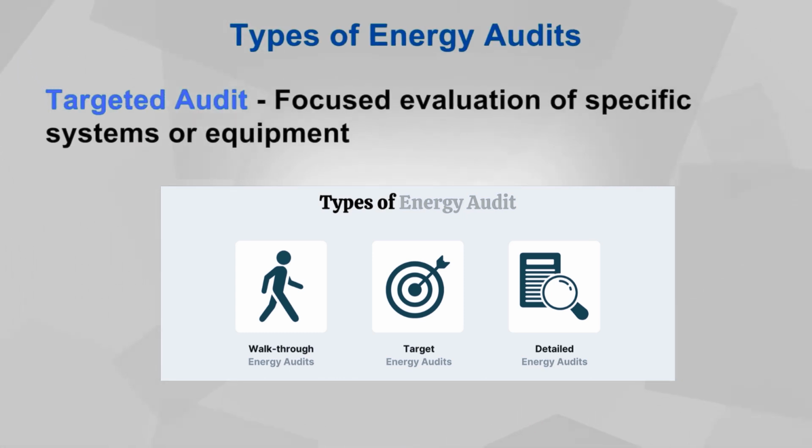Second is targeted energy audits. Targeted energy audits focus on specific systems or areas within a facility such as lighting, HVAC systems or boilers. This type of audit is more detailed than the preliminary audit and provides focused insights. The audit zeroes in on particular systems or components that are known or suspected to have inefficiencies.